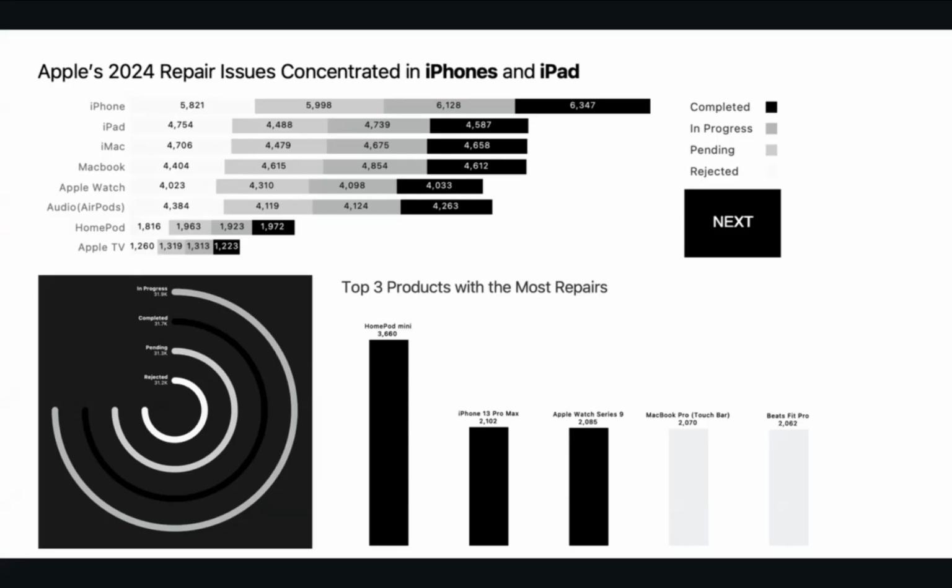Apple's repair activity in 2024 is heavily concentrated in iPhone and iPad, which consistently reported the highest repair volumes across all repair statuses. At the model level, a small number of products, most notably HomePod Mini, iPhone 13 Pro Max, and Apple Watch Series 9, account for a disproportionate share of total repairs.